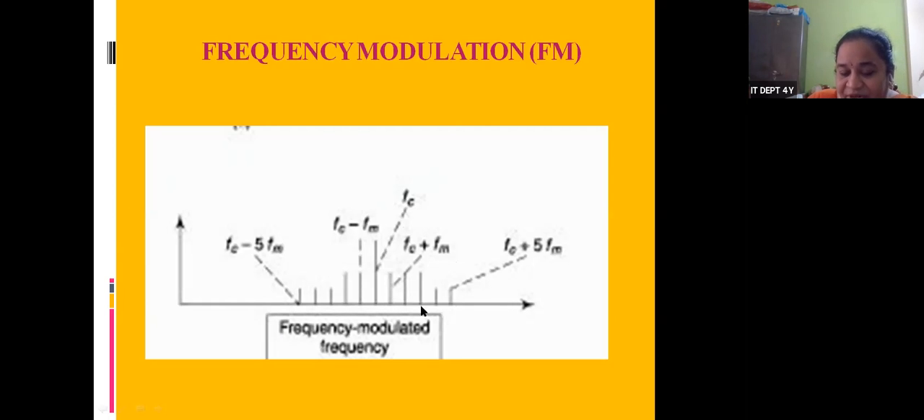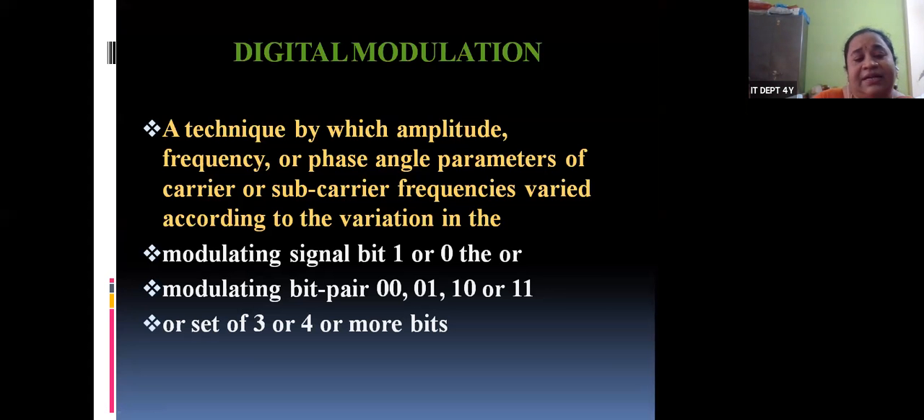How the amplitude is going to be represented is FC, FC minus FM, FC plus FM, and it will also reach into further levels, that is FC minus 5 FM, FC minus 4 FM, FC minus 3 FM, 2 FM. All these levels will also be considered. As the frequency is going to be varying, it is going to represent the amplitude levels of the modulating signal. Multiple frequency levels are going to be represented. Okay. And next one is digital modulation.